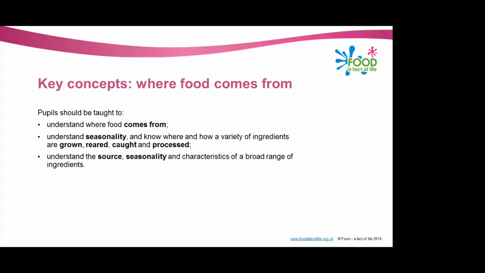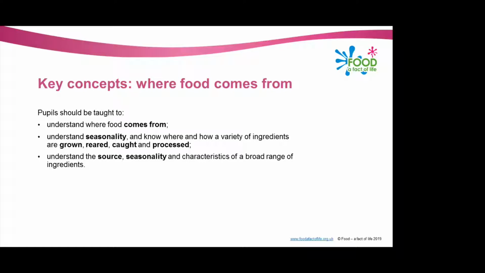So let's think about those key concepts that I've touched upon earlier. Here are 3 statements from the national curriculum all around essentially where food comes from. So we've got key stage 1, 2 and 3. And I think putting it in this format, you can really start to see some very simple form of progression going through the key stages.